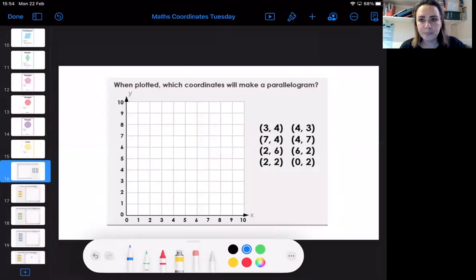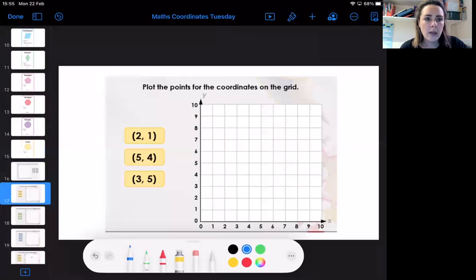The first job. When plotted, which coordinates will make a parallelogram? You need to plot all of these coordinates and see which 4 you could join, because a parallelogram has 4 vertices, which 4 you could join to make a parallelogram. If you need to wind back the video to remind yourself of what a parallelogram looks like, you can do that. The next activity. Can you please plot the points for the coordinates on the grid?